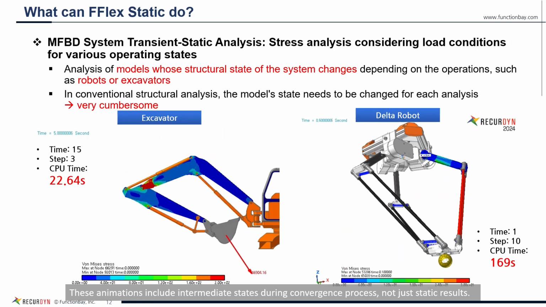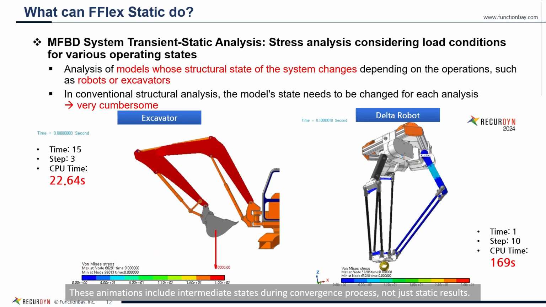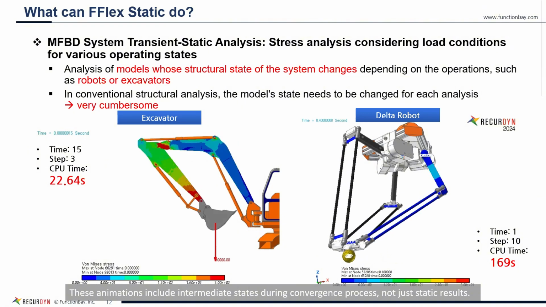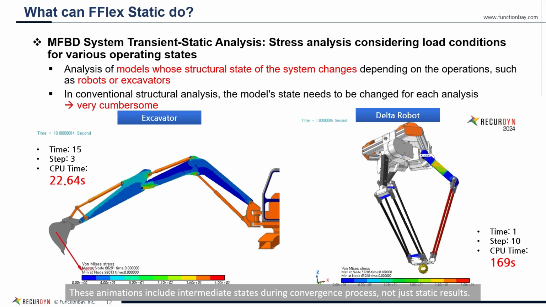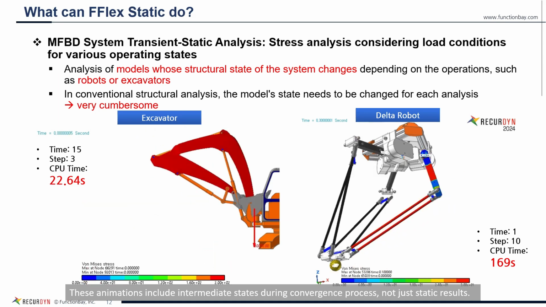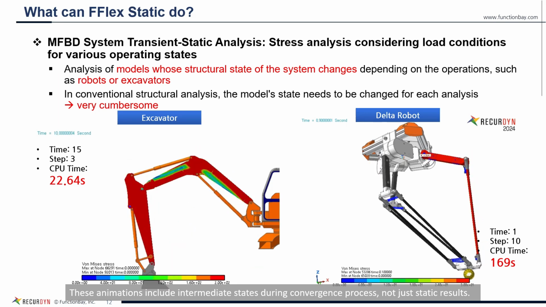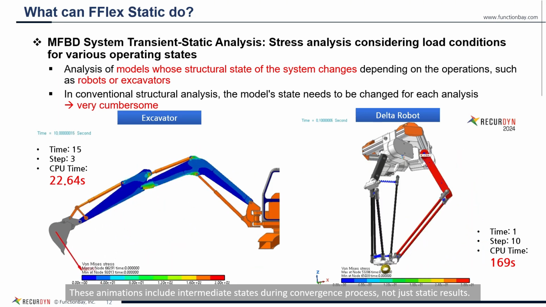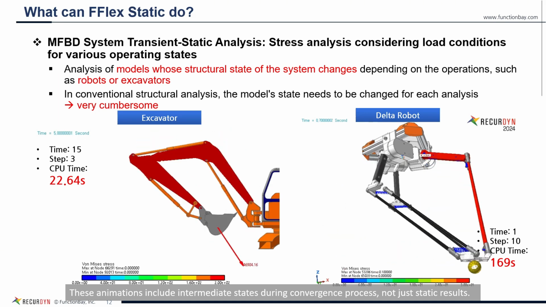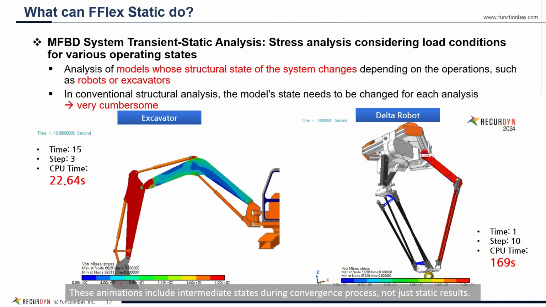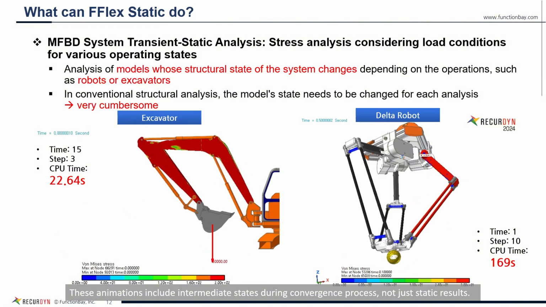Next, I will show you transient static analysis. This involves applying various system conditions as a function of time using joints and motions, and then performing static analysis for each time step. As shown in the video, this allows static analysis of multiple states for a single model. This is one of the most significant features of RecurDyn's static analysis. With traditional FA static solutions, you would need to rebuild the model for each condition.